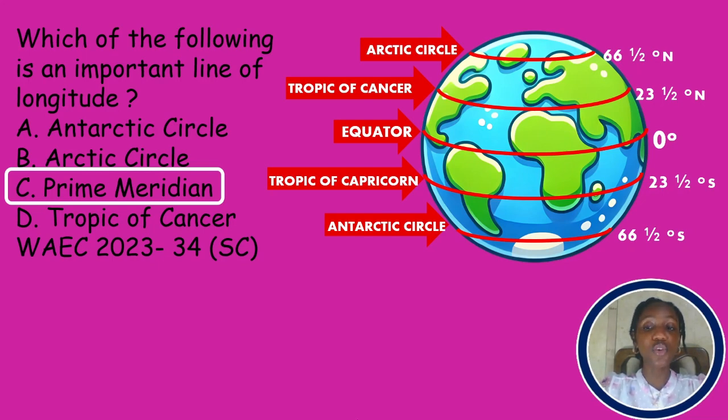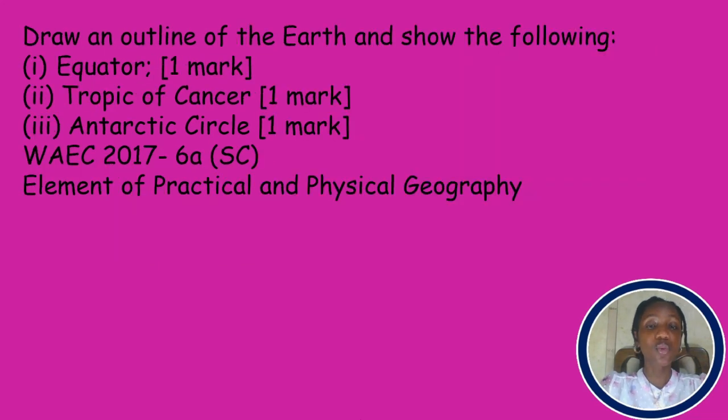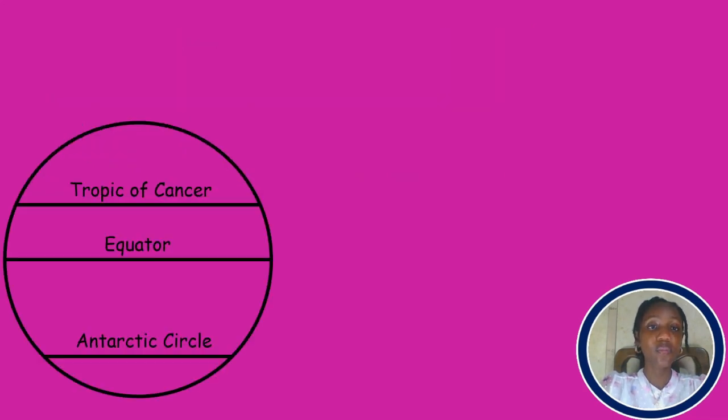Now let's take one last question, and it's a theory question. Draw an outline of the Earth and show the following: the equator, Tropic of Cancer, and the Antarctic Circle. You can also attempt this by yourself. Just take a paper beside you now and quickly draw this. So the diagram should look like this: the 3 lines of latitude asked in the question, Tropic of Cancer, equator, and the Antarctic Circle. And let's not forget to add their values.